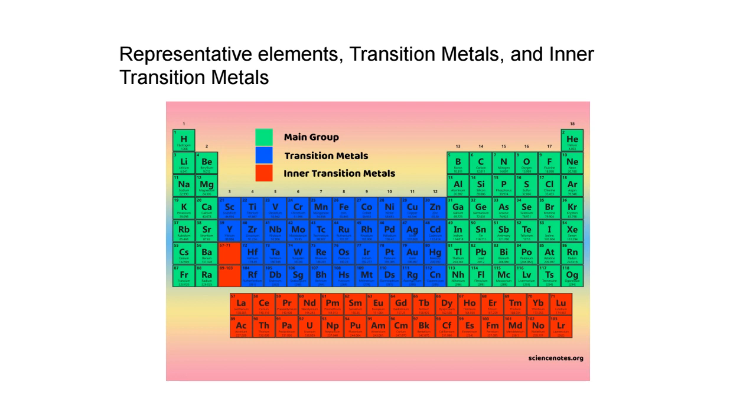Now, another way to break up the periodic table is to break it up into the representative elements, the transition metals, and the intertransition metals. Know that representative elements could also be called the main group. Those are synonymous. Now, to take notes on this, you don't have to draw this. What you could do is just write the group numbers. Representative elements are groups 1, 2, and 13 through 18.